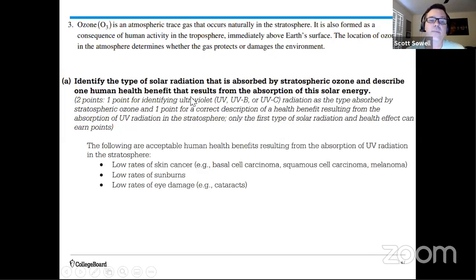Your second point comes from the human health benefits, being very specific about humans. So that is causing less skin cancer, less sunburn, less eye damage like cataracts. So what is it blocking and what is that benefiting us?